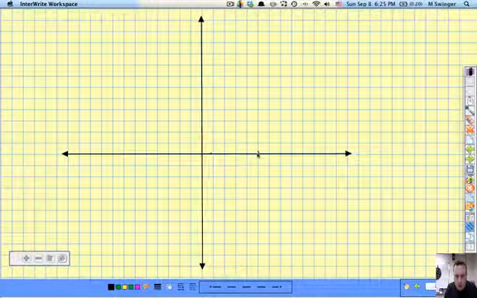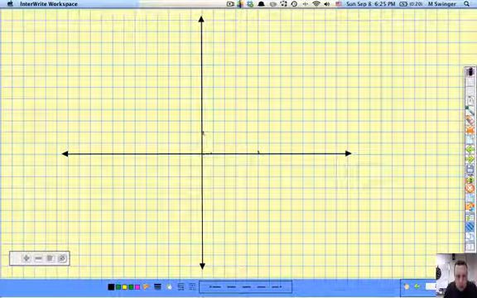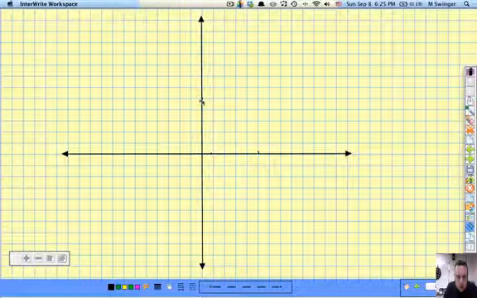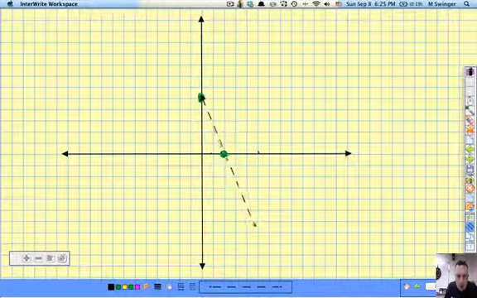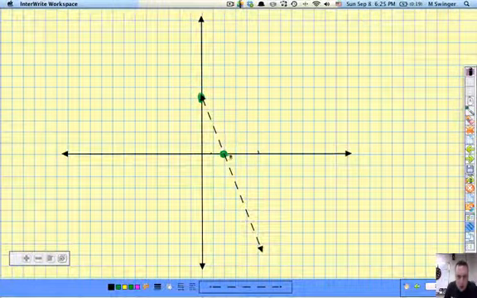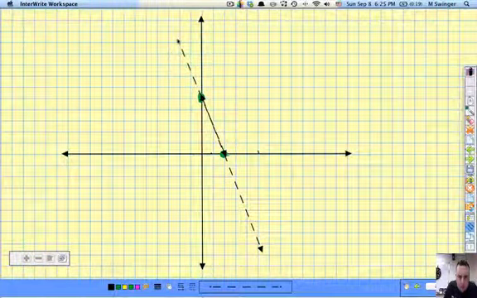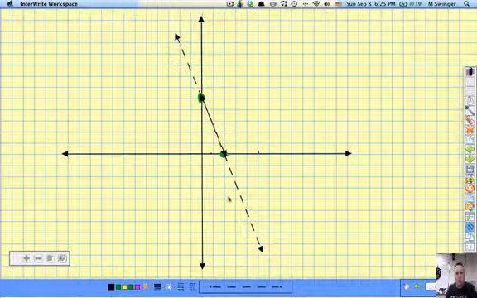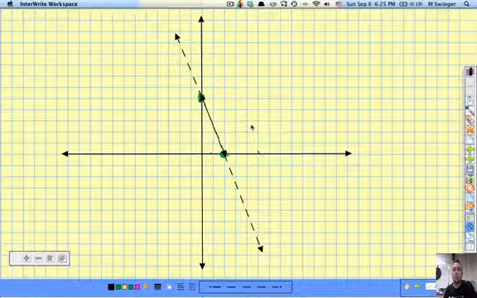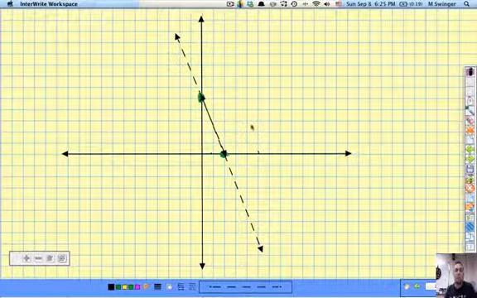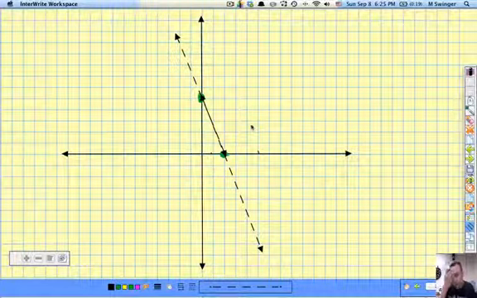So yes, 0, 5. What's this? 0, 5, and 2, 0. Plot those 2 points and draw a line. Okay. There we go. This is 5x plus 2y equals 10. Okay? That's how you draw something in standard form, not slope-intercept. Find your intercepts.